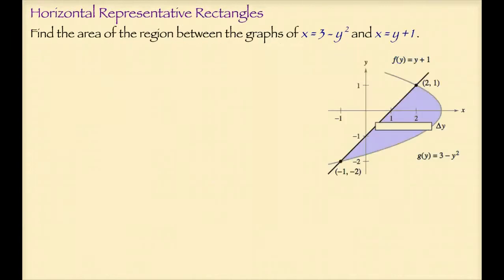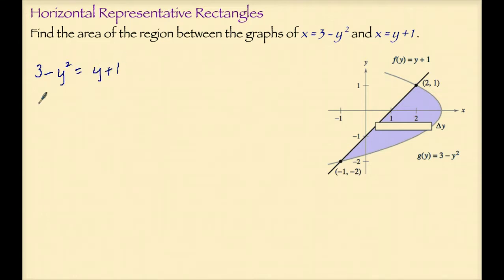Find the area of the region between the graphs of x equals 3 minus y squared and x equals y plus 1. These are function curves in terms of y, and you can see from the sketch of the graph that 3 minus y squared is to the right of the function y plus 1. But we do need to analytically determine the points of intersection, so we'll set these two functions equal to each other. 3 minus y squared is equal to y plus 1.